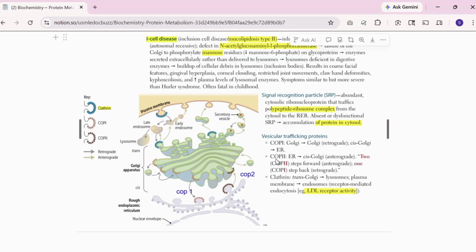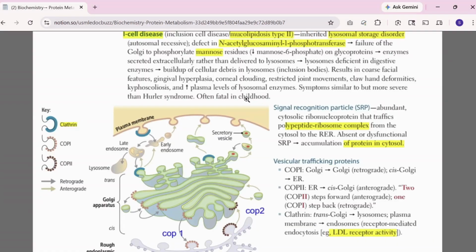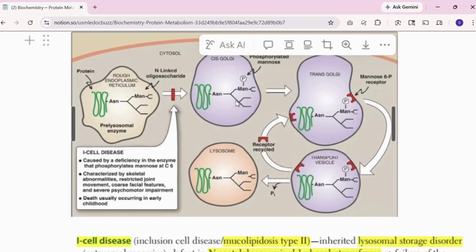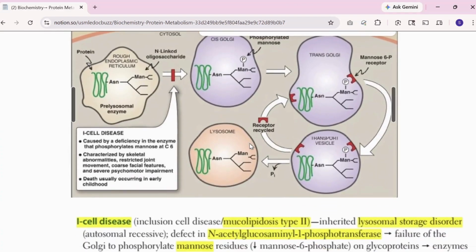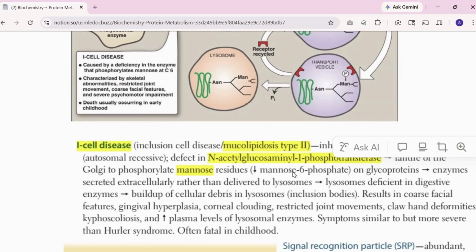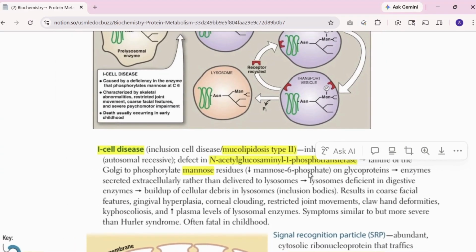Now, what we're talking about with I-cell disease, right? Inclusion cell disease, okay? It is a lysosomal storage disorder again, right? But in this case, what's happening is this molecule right here that you see, NAG phosphotransferase, right? This does not allow mannose residues, right? What you're supposed to do is make mannose 6-phosphate, right? You're supposed to phosphorylate your mannose. Mannose is like a carbohydrate, right? You're supposed to phosphorylate them on these glycoproteins, okay?